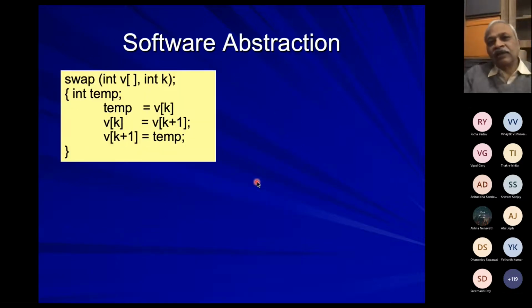So let's look at a small example. Suppose you write a function like this in C. It swaps two elements of an array. The array is V, and we want to interchange the kth element and the k plus 1 element. So you would take the help of a temporary variable where you transfer one of the elements, then transfer the second element into the first one, and then the one which was saved in temp is put back in V[k+1].